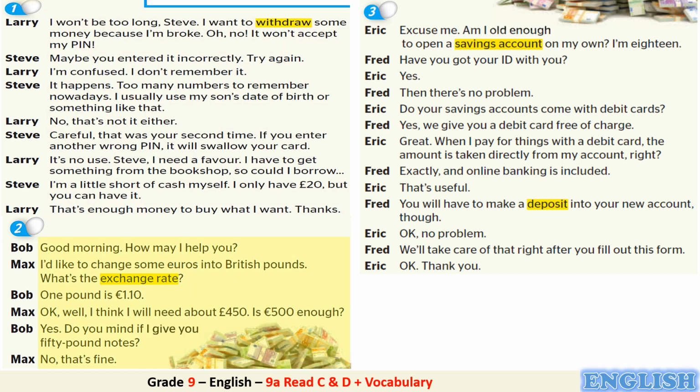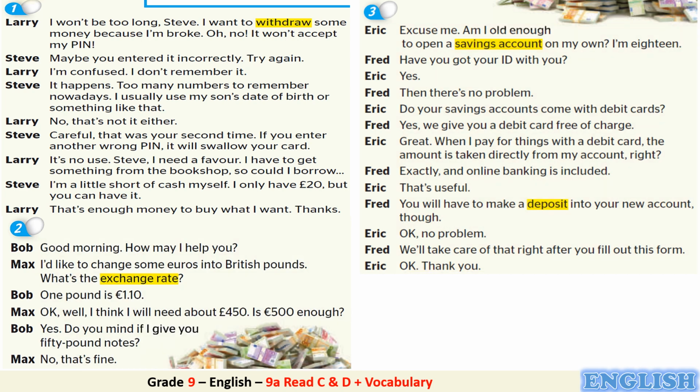2. Good morning. How may I help you? I'd like to change some euros into British pounds. What's the exchange rate? £1 is €1.10. OK, well, I think I will need about £450. Is €500 enough? Yes. Do you mind if I give you £50 notes? No, that's fine.